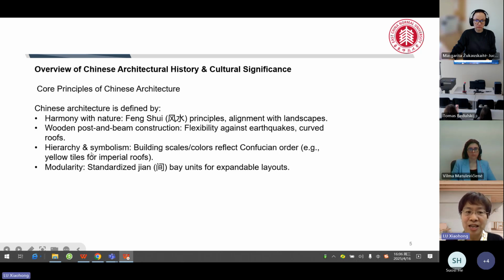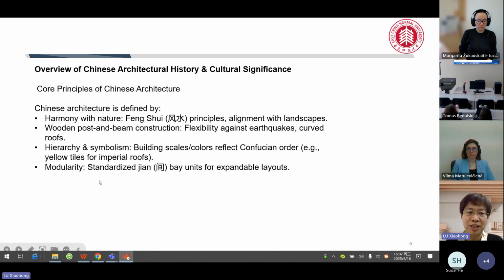Another feature is hierarchy and symbolism. So the building actually demonstrates a kind of hierarchy through its scales and colors. So these building scales and colors can reflect Confucian order. For example, if you visit the Forbidden City in Beijing, you can find those royal palaces with yellow tiles. So these yellow tiles are for the imperial roofs.